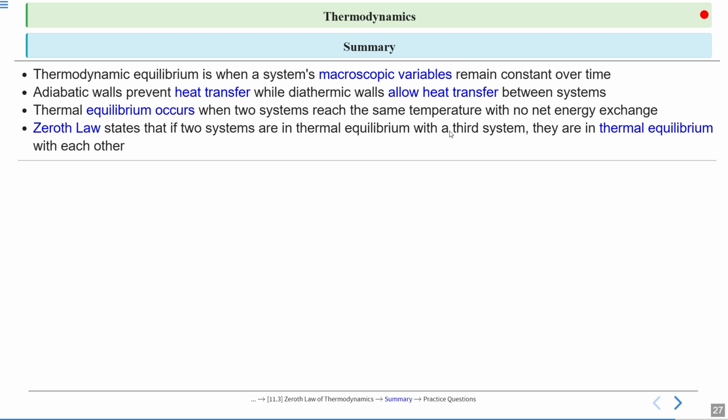Zeroth law states that if two systems are in thermal equilibrium with a third system, they are in thermal equilibrium with each other. It means system A and system C are in thermal equilibrium, system B and system C are in thermal equilibrium, then system A and system B also will be in thermal equilibrium. This is the zeroth law of thermodynamics. All right.